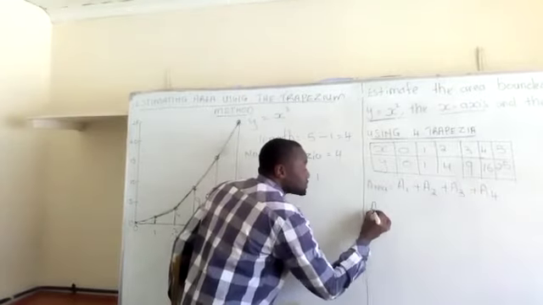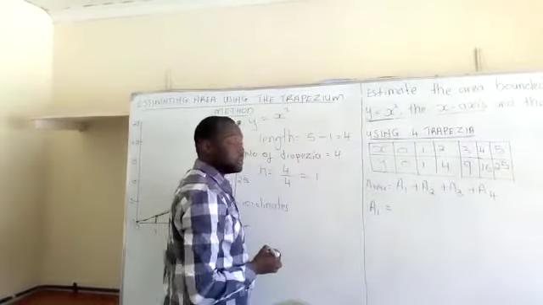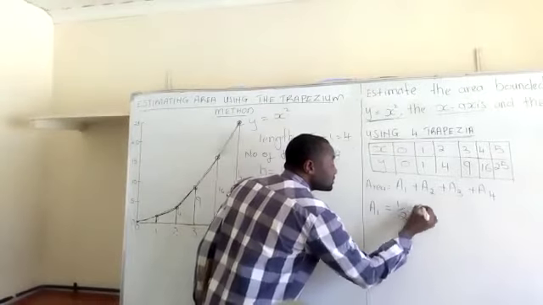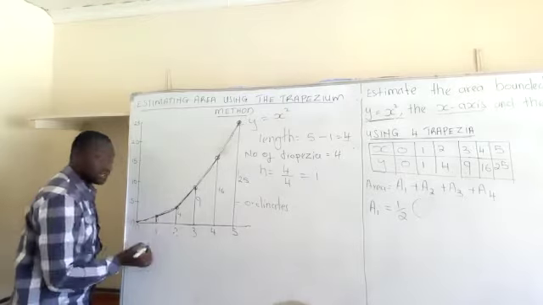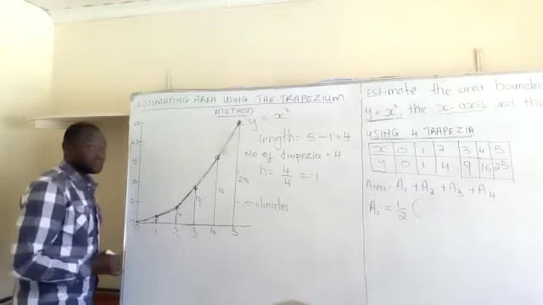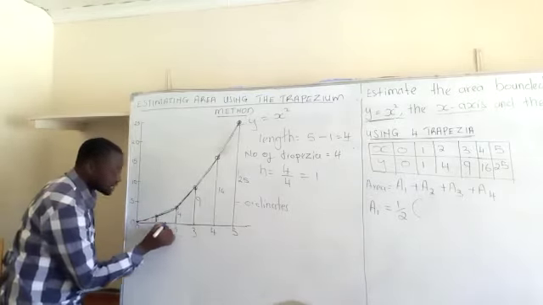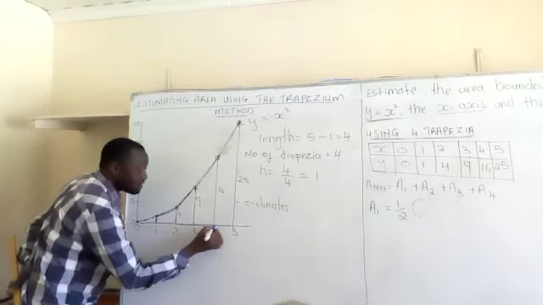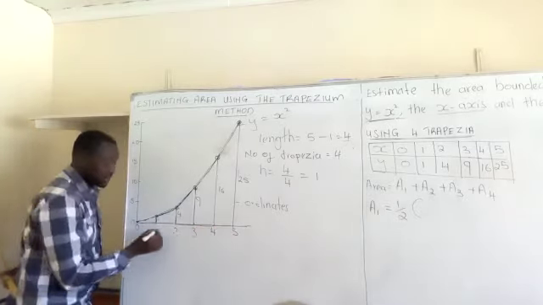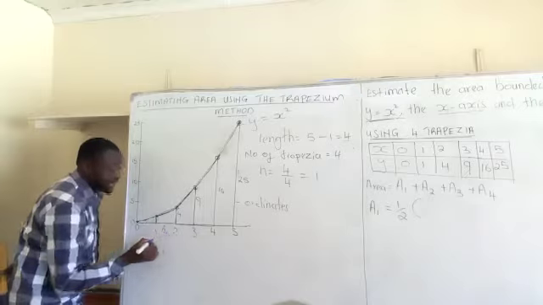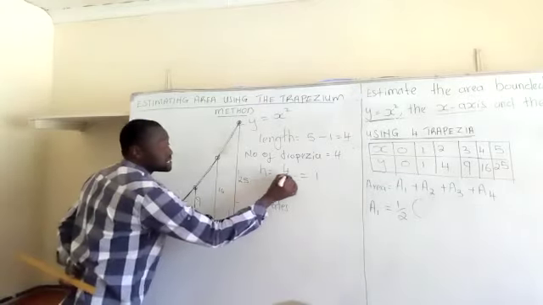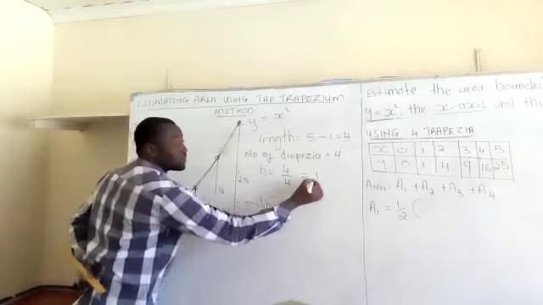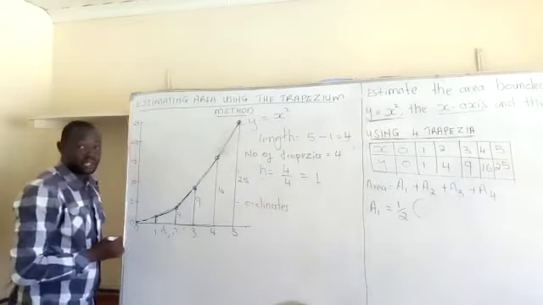So the area of trapezium 1 will be a half. What is the length of A here? This is 1, and B is 4. Please note that all the trapeziums have a common height. The height here is 1. This is also 1, because it is 4 divided by 4, which will give us 1 unit.